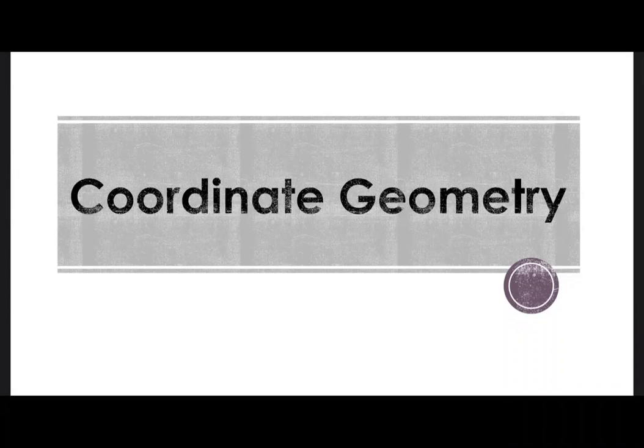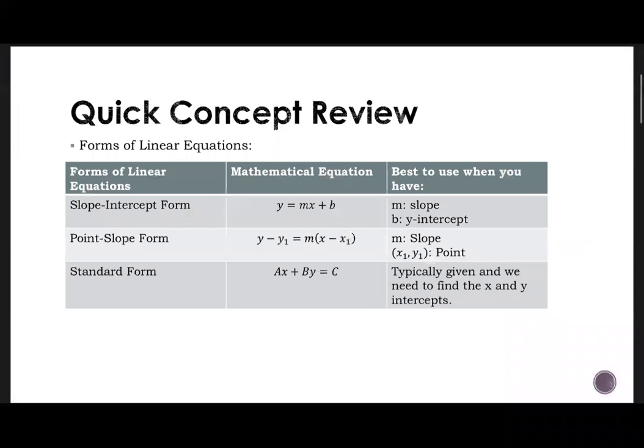This video will review concepts from coordinate geometry in preparation for the Keystone Algebra 1 exam. If we look at this quick concept review, we have a couple different forms of a linear equation. You could see a linear equation in slope-intercept form, which is y equals mx plus b. Typically, we use this when we have the slope and we have the y-intercept.